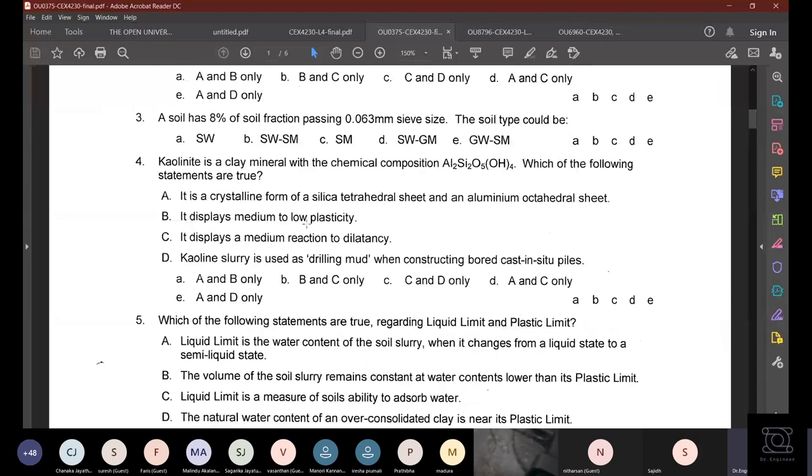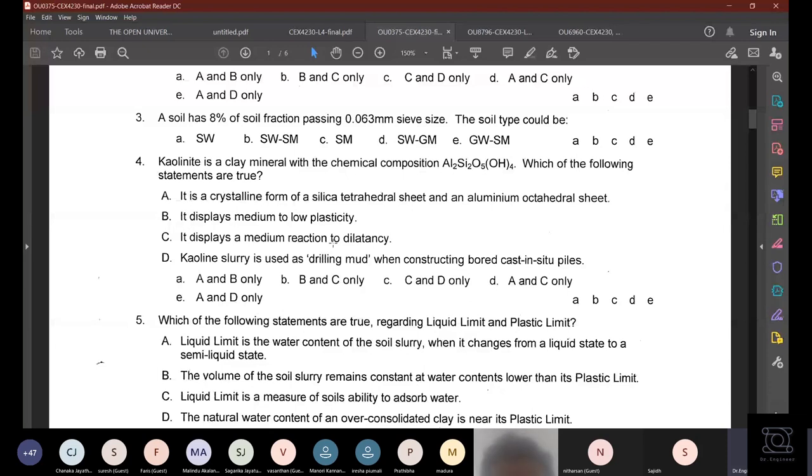It displays medium to low plasticity. That is true, since kaolinite is a low plastic clay. It displays a medium reaction to dilatancy, which may be due to low plasticity, so that is also correct. Kaolin slurry is used as drilling mud when constructing bored cast in situ piles. I think in those cases they use bentonite slurry, not kaolinite slurry. So B and C are obviously correct, and I think the answer should be B. Sorry about statement A, I am not familiar with the chemistry part. It's available in the textbook, just go through that.